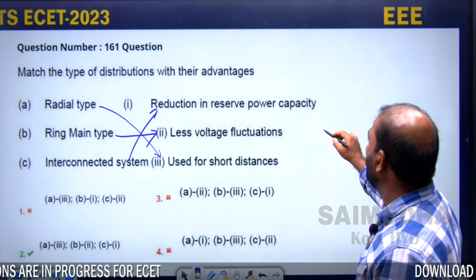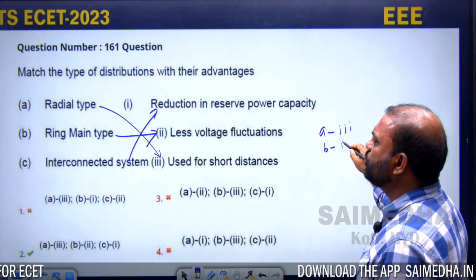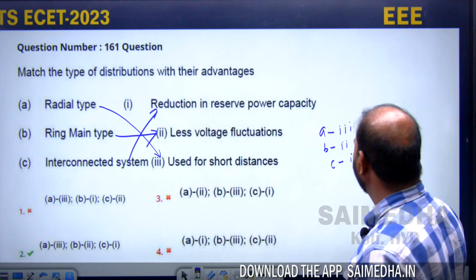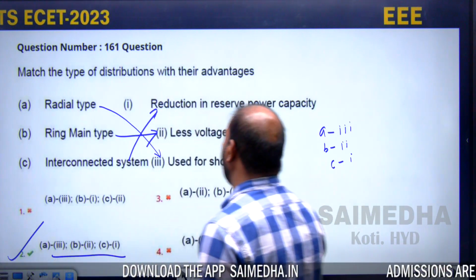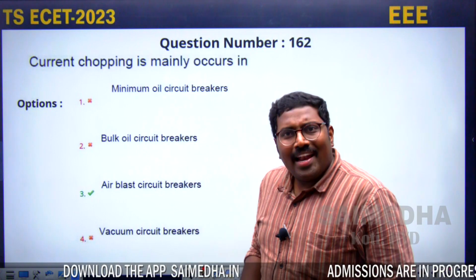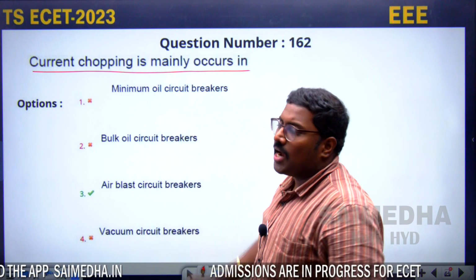So if you observe the match here, A3, B2, C1. So option 2 is the right answer. Right, we'll go for the next question. Next question, look: current chopping mainly occurs in.